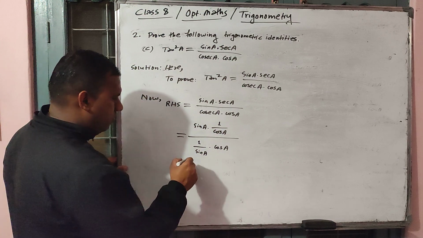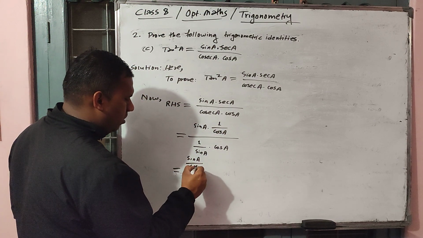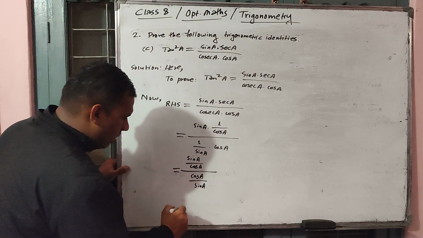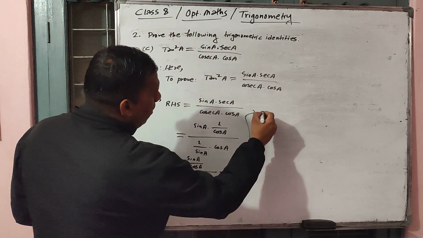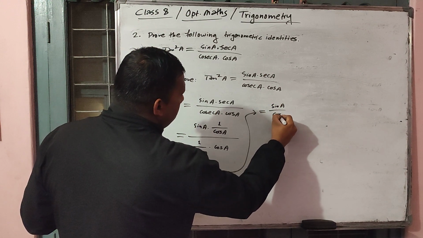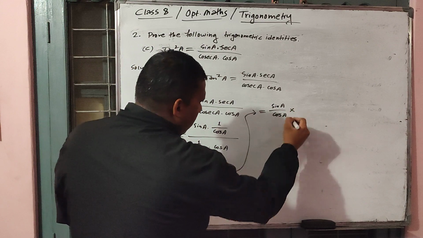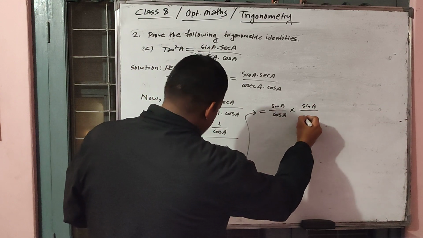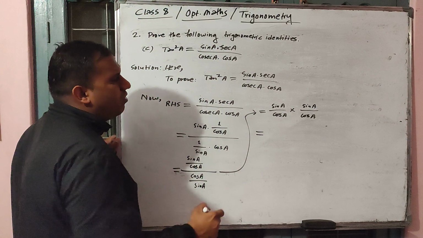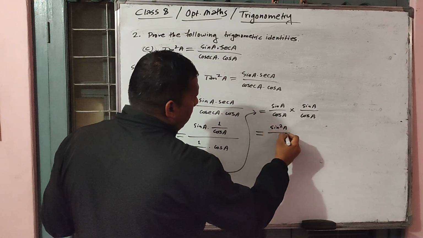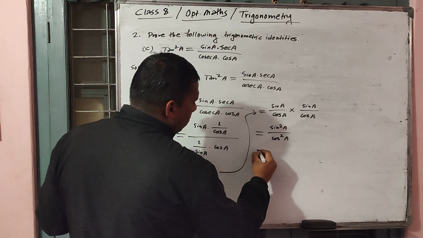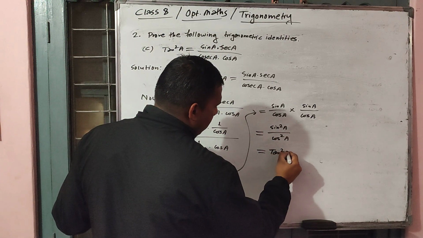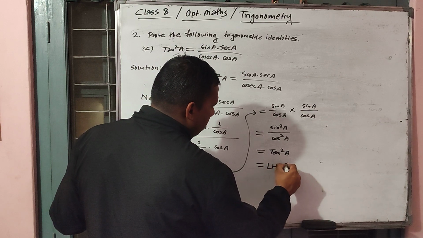So this is equal to sin A upon cos A, whole upon cos A upon sin A. Now this is equal to sin A upon cos A. This divided fraction, in division form, becomes reversed, so sin A upon cos A. Sin multiplied with sin becomes sin square A. Cos multiplied with cos becomes cos square A. So sin square A upon cos square A. Since sin by cos is tan, sin square upon cos square is tan square A. So that is RHS.